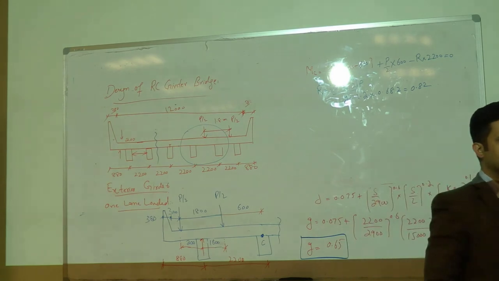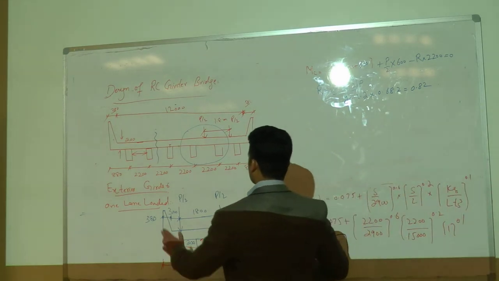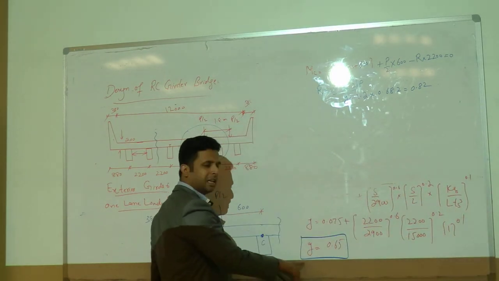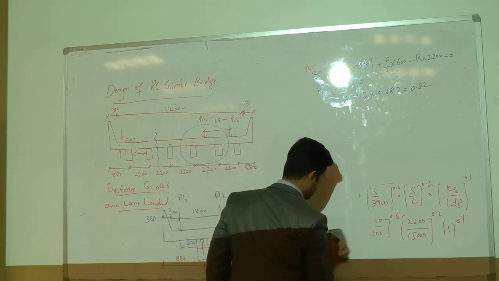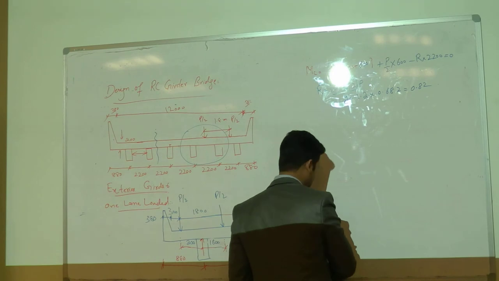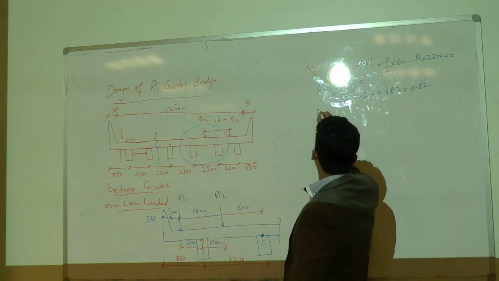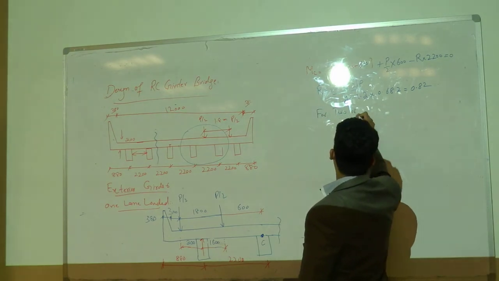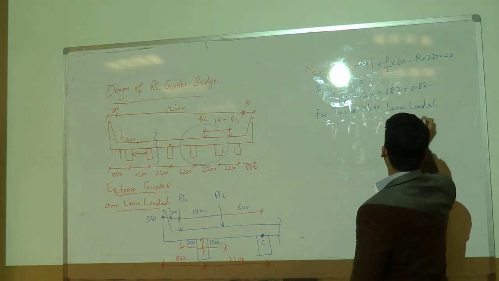This is known as the lever rule. Now, for the two lanes loading, it's very easy. This is for the exterior girder. This G we have decided. Keep this in your mind. This is the G for the interior girder, for two lanes loaded. This is the last thing.